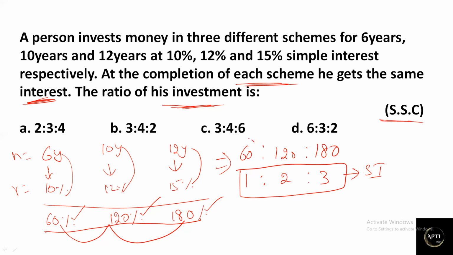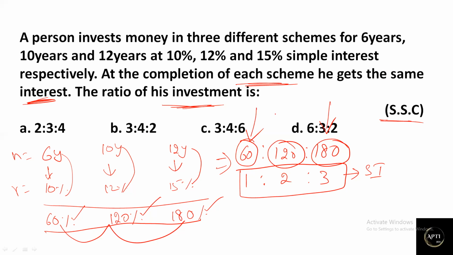Now very simple, if you observe logically, here the simple interest is 60%, simple interest is 120%, and simple interest is 180%. Where I'm getting more interest? Third scheme, correct? I'm getting more interest in the third scheme. Where I'm getting least interest? Least interest I'm getting in the first scheme.